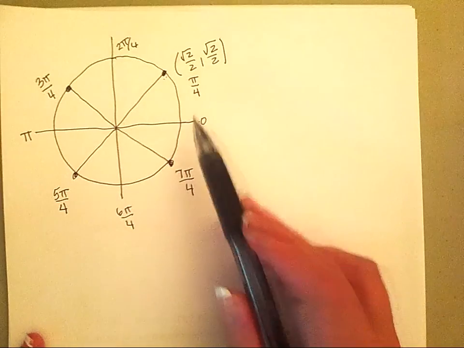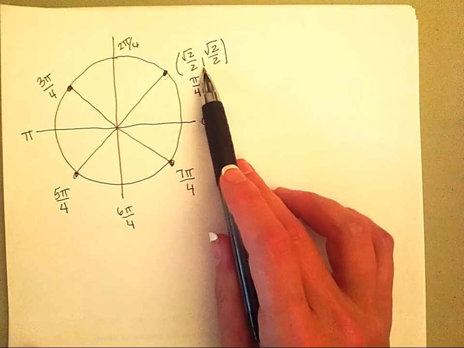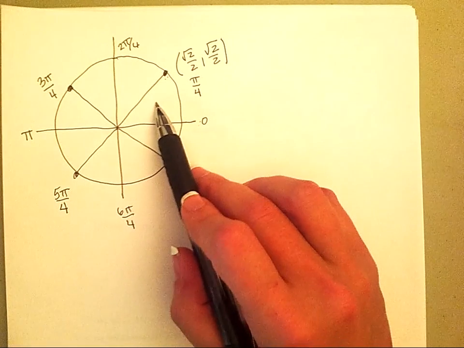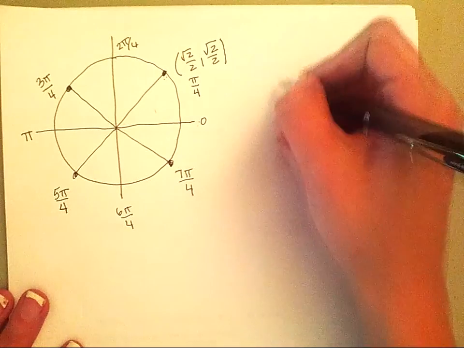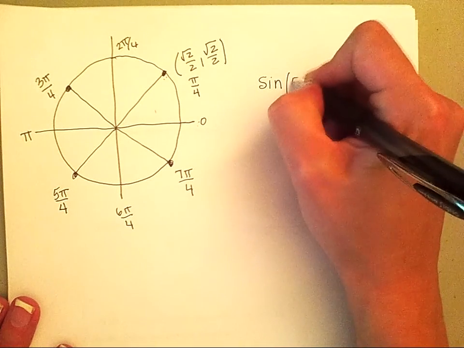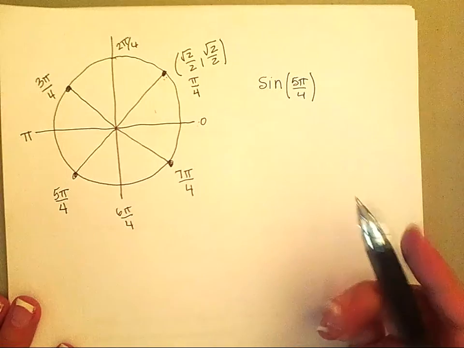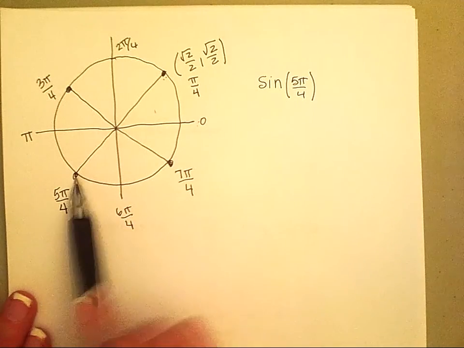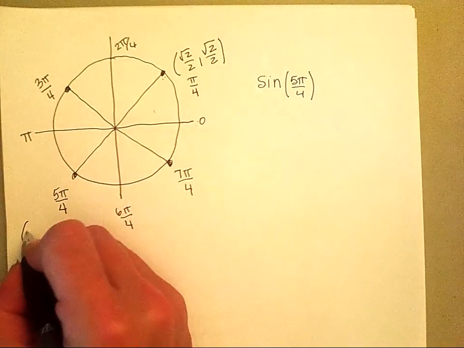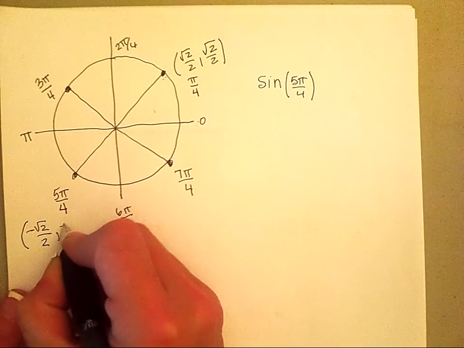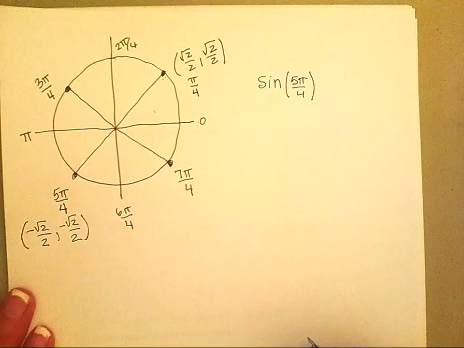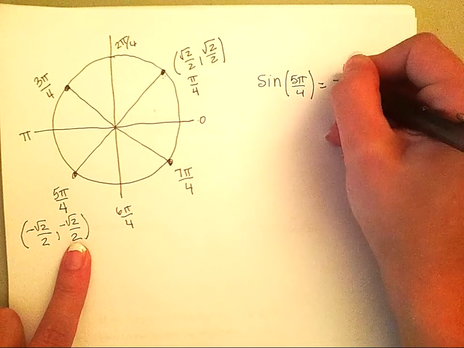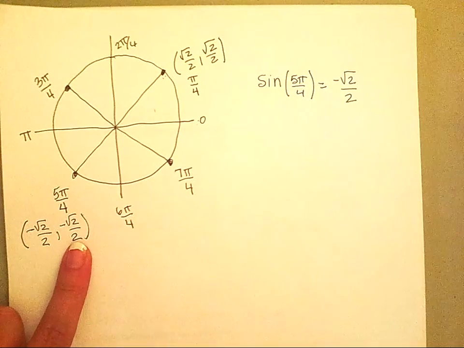Okay, so if we know these things, this is our basic, what we'll call a reference angle here, pi over 4. We'll talk about that in a minute. So if we need to know the sine of 5 pi over 4, here's 5 pi over 4, it's simply a reflection of this. So this coordinate is where I've gone negative in the x and negative in the y. So the sine of 5 pi over 4 is the y value. It must be equal to negative square root of 2 over 2.